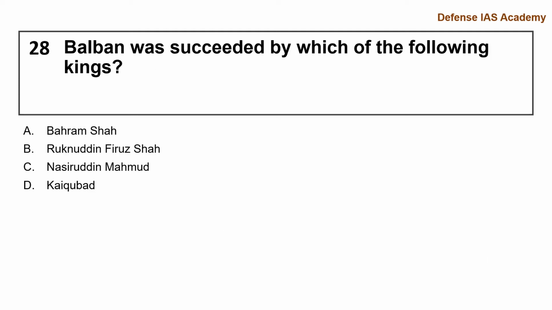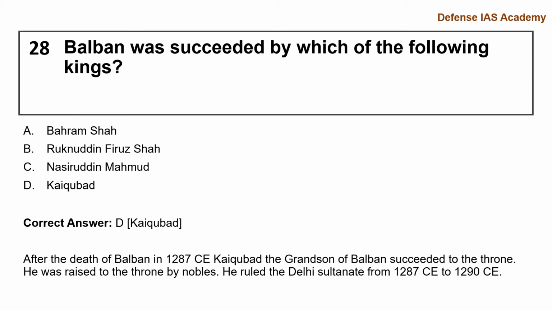Question 28. Balban was succeeded by which of the following kings? The correct answer is option D, Kaikubad. After the death of Balban in 1287 CE, Kaikubad, the grandson of Balban, succeeded to the throne. He was raised to the throne by nobles. He ruled the Delhi Sultanate from 1287 CE to 1290 CE.